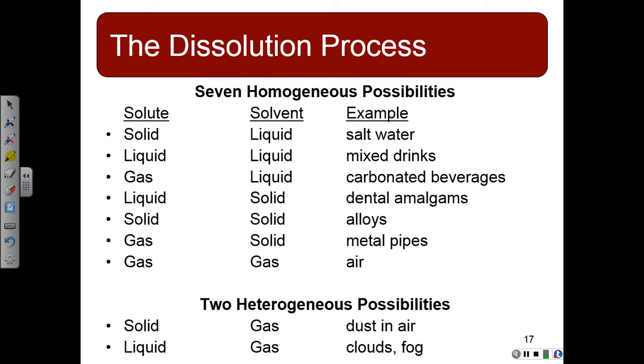If you have a solid and a gas, this is going to be heterogeneous, so they're going to be separate. Just like dust in the air, if you kick up a bunch of dust, you can see it. It's in the air, it's mixed with it, but yet you can see both parts. And then a liquid in a gas is like clouds or fog.